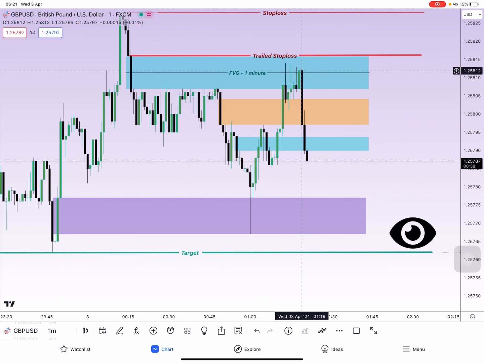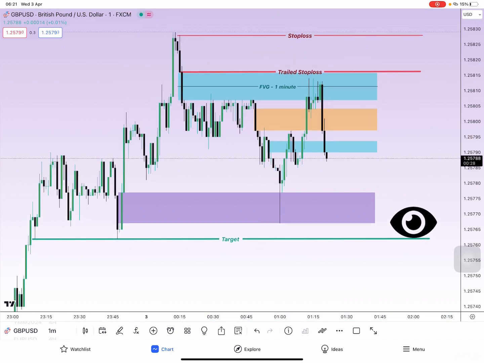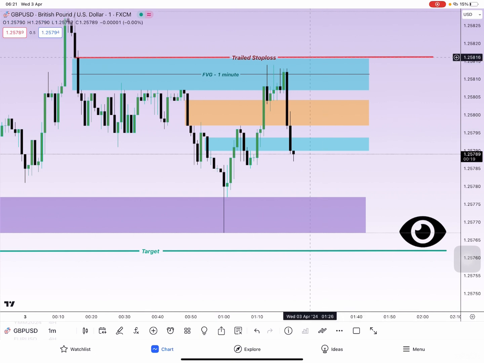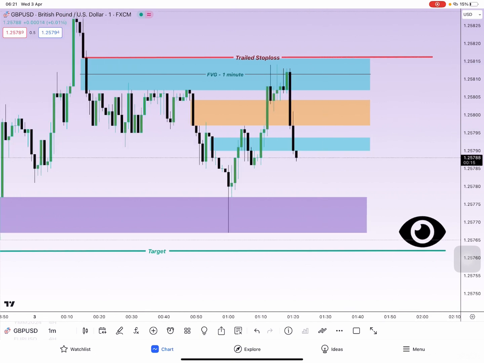And we see that it didn't even touch our trail stop loss. So now we must have this as our stop loss and not this one. So if we go back higher and break above this trail stop loss, I'm going to close my trades and won't be trading it in the current session.